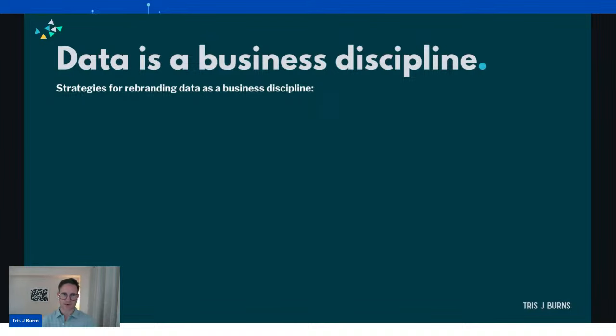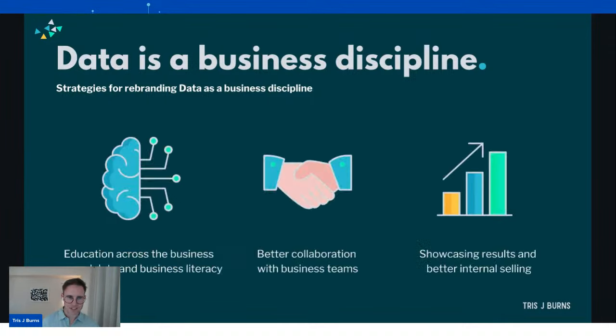Okay, so what are the strategies for helping your business rebrand data as a business discipline? Well, education across the business in terms of business literacy and data literacy, both for business teams and data teams. Better collaboration with business teams. So I like to see data individuals working very close hand in hand with their business counterparts. I'm not necessarily talking about organizational structure. You can operate a hub and spoke model, you can operate a federated model, you can operate a centralized model. It doesn't really matter, but data teams need to be in constant conversation and very familiar with what is happening within the business disciplines. It's a core part of what we do.